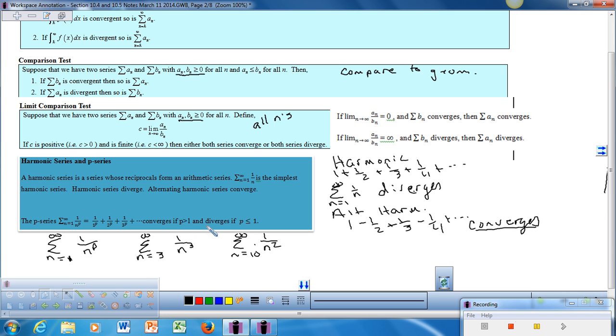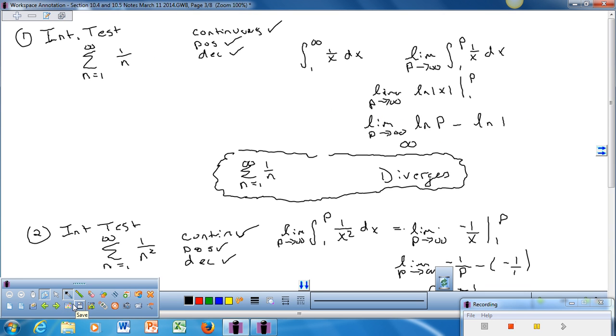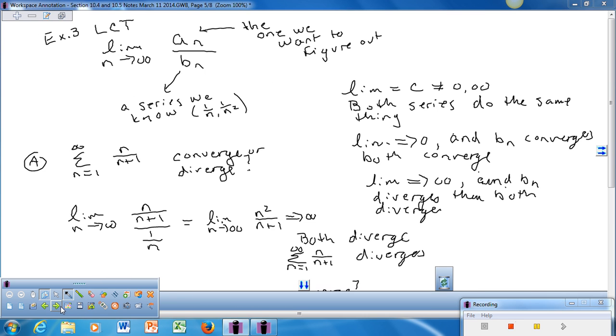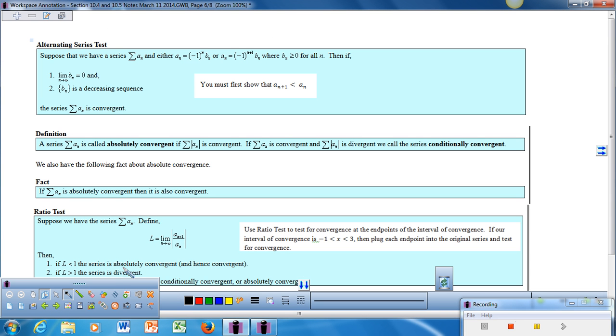If p is greater than 1, then it will converge, like 1 over x squared and 1 over x cubed and so on. So if in your process of solving a problem you run across a simple one like that, you can say it converges or diverges because it is a p-series with a p greater than or less than 1. Okay? So we hope to see those. All right, moving on. Our next test is the alternating series test.